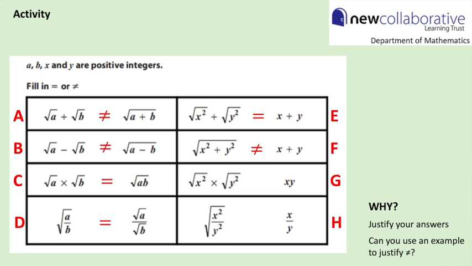If we move on to part G, the square root of x squared is x and the square root of y squared is y. So we have there x multiplied by y, so those two are equal to each other. And in a similar fashion, for the final pair of expressions, the square root of x squared over y squared can be simplified to the square root of x squared over the square root of y squared, which is x over y. So those are equal as well.